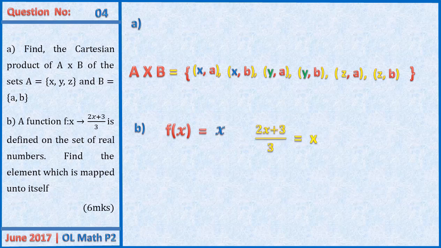So f of x is equal to x. And we now substitute in our equation. We will have (2x plus 3) on 3 should give us x. So in this case, we have (2x plus 3) on 3 giving us x, and 2x plus 3 should be equal to 3x, and when we solve for x, we will have x equal to 3. So the element which is mapped onto itself here is the element 3.